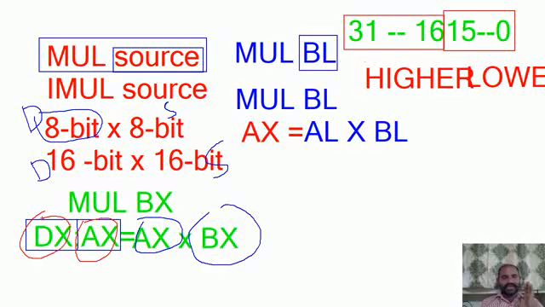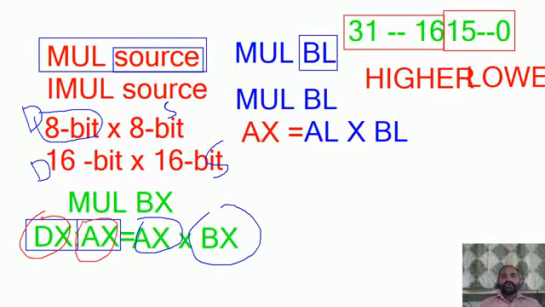So in brief, the 8086 microprocessor is able to perform the multiplication operation between signed numbers as well as unsigned numbers. Unsigned numbers are those where all the bits are representing the value. Signed numbers are those where the most significant bit is representing the sign of the number, and the rest of the bits are representing the magnitude.